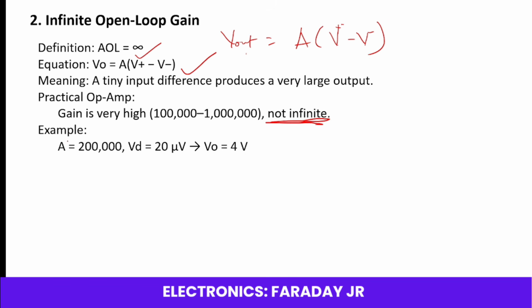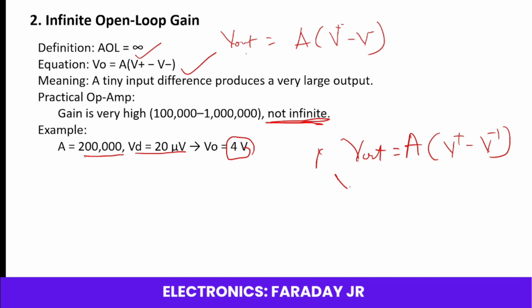So let's look at an example. Assuming we have a gain of 200,000 and the input difference is this, then the output is going to be 4 volts. The output is equal to the gain times the input difference, V plus minus V minus. The gain is 200,000, times the difference, which is 20 times 10 raised to the power minus 6, which eventually gives us 4 volts at the output.